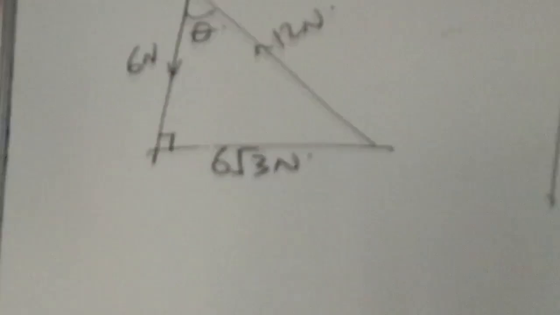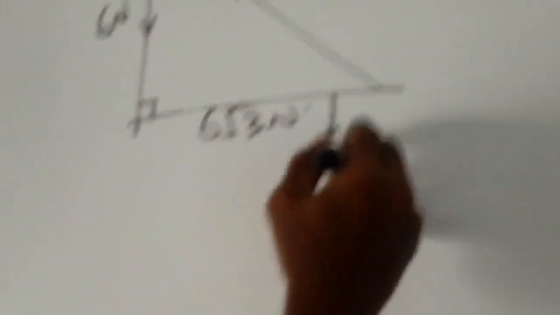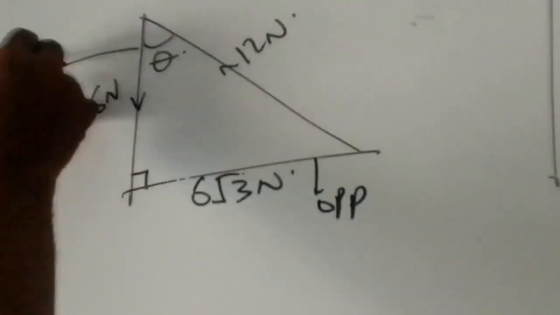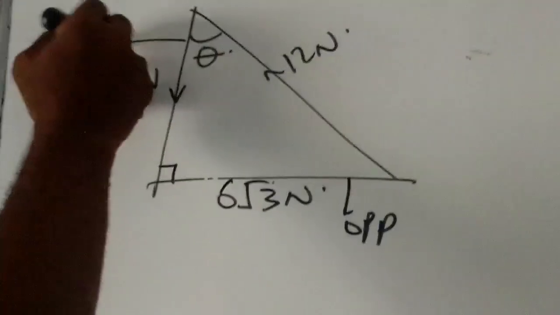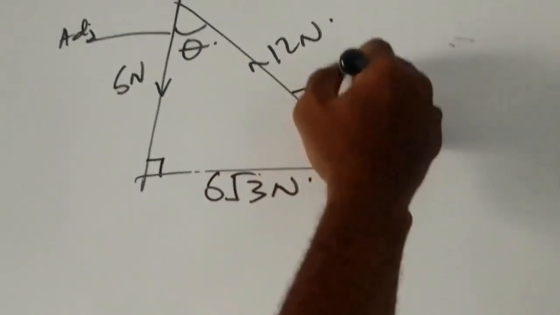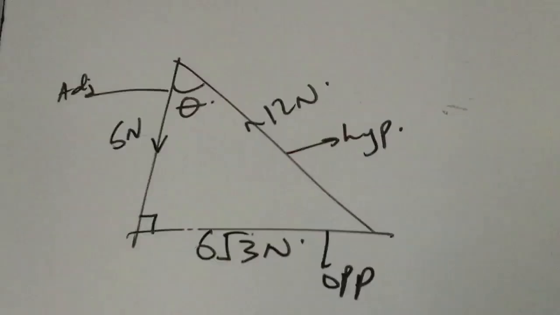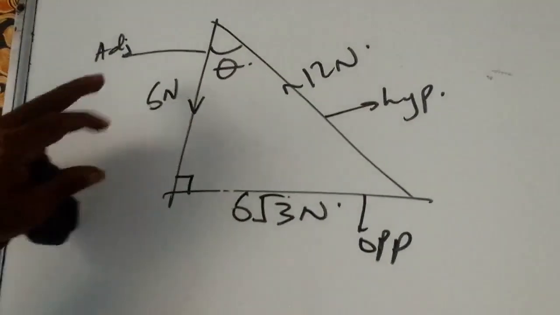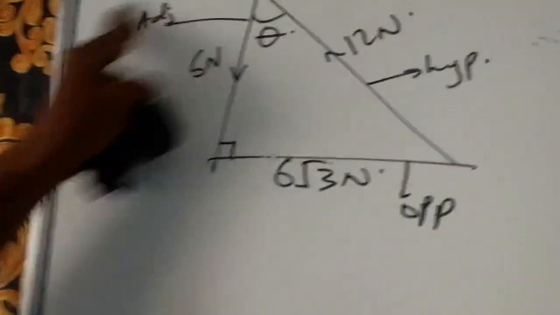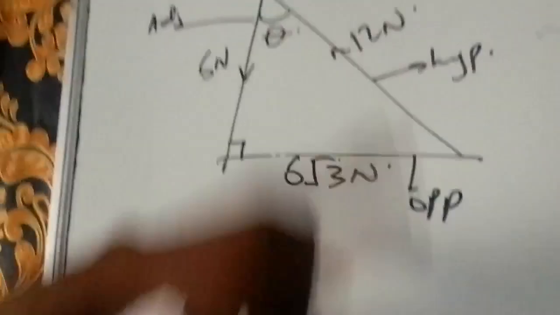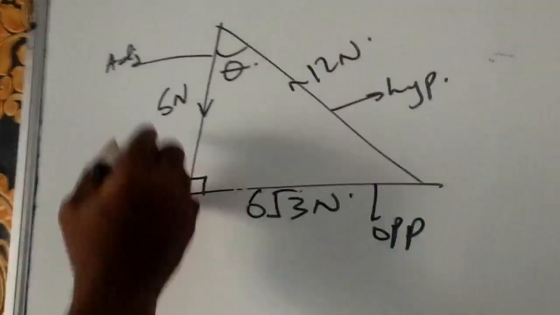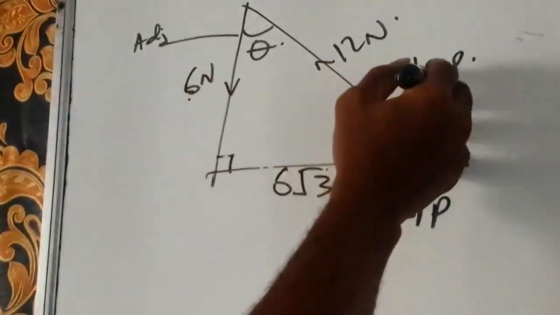So first of all, let's understand the triangle. In a right angle triangle, this side is the opposite, the side facing the angle theta. This side is the adjacent, while the longest side is the hypotenuse. So to find this theta, I can use any two sides, since the three sides are known. Okay, let's assume I want to use the adjacent and the hypotenuse.